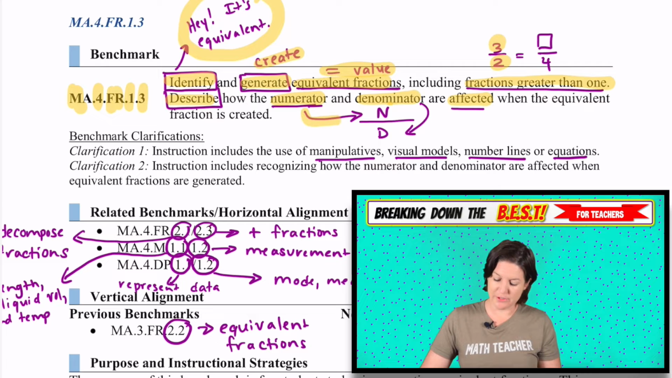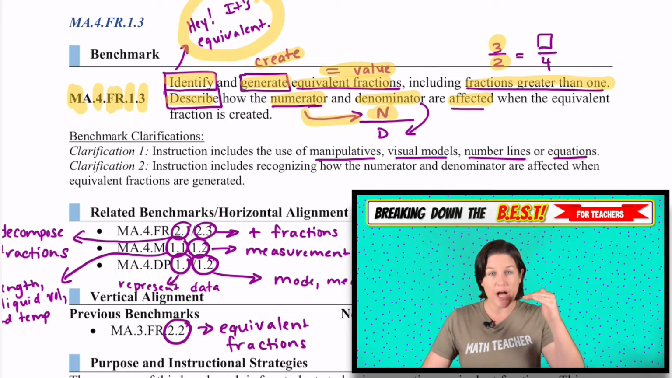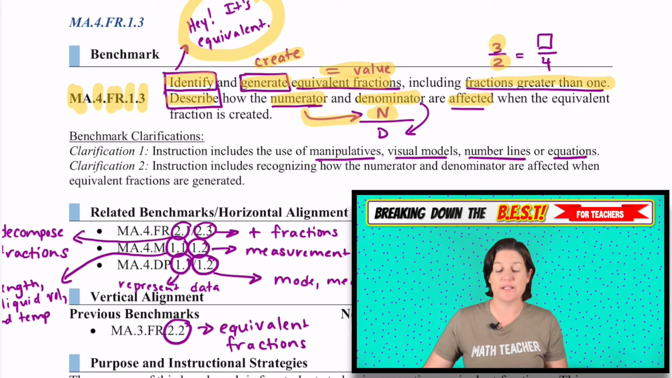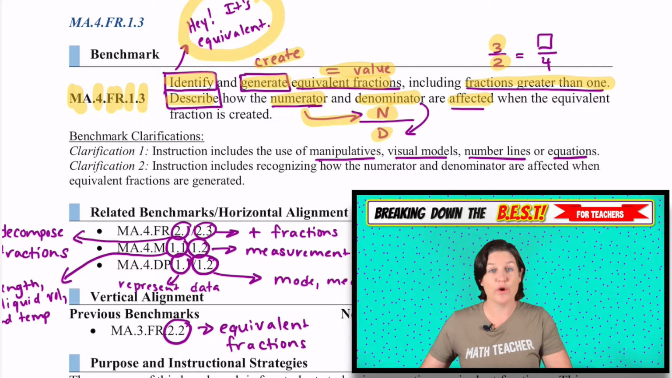And we also need to be able to describe how the numerator, which is the top part of a fraction, the part that's being considered, and how the denominator, the bottom part of a fraction, the total number of equal parts, are affected. So we will go through that today.